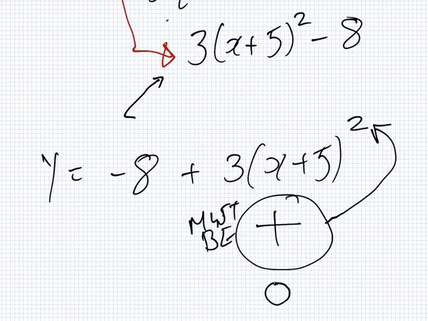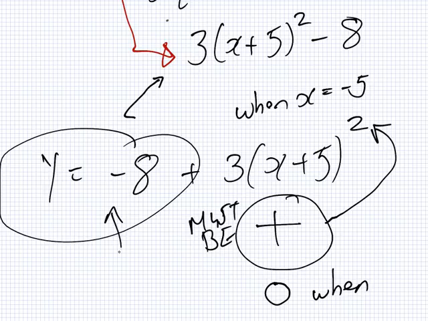When will it be 0? When do I get this? When x is... Because there are no squares here. When x is minus 5.